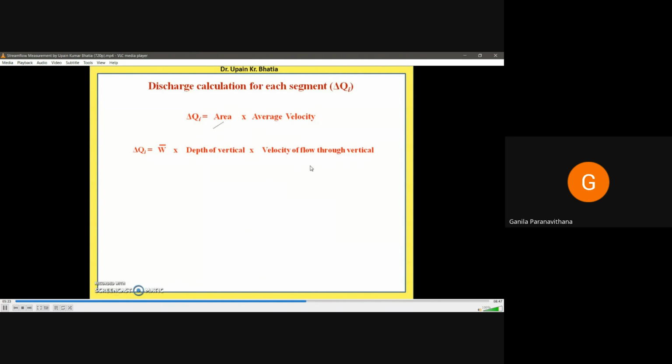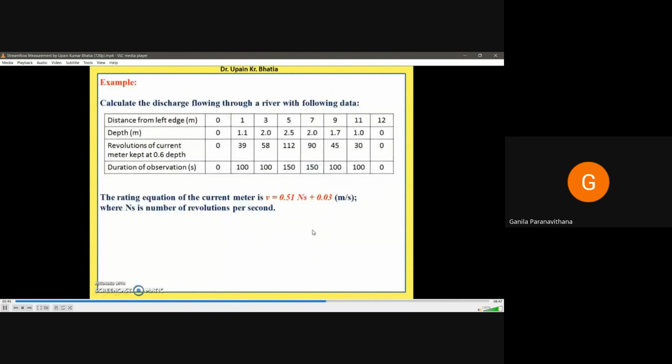In this expression, W bar multiplied by depth of vertical is giving us the area of cross section of the flow, and the velocity of flow through the vertical is basically the average velocity as determined by the flow or the current meter. And the total discharge through the stream is taken as the sum of all delta Qi values.